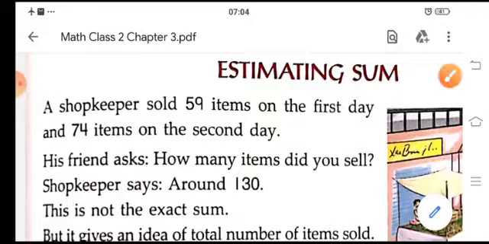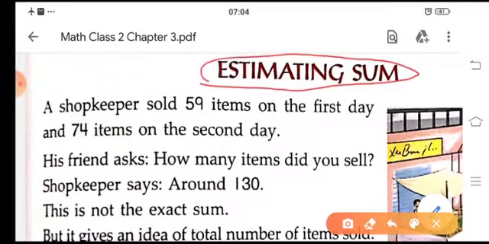Children, this is the third session of maths, and in this session we are going to learn about estimating sums. We have already learned about four-digit numbers, how to add four-digit numbers, how to add numbers with carrying, and how to add numbers without carrying. So today we are going to learn how to estimate the sum.